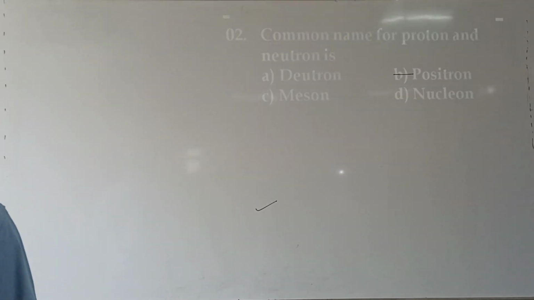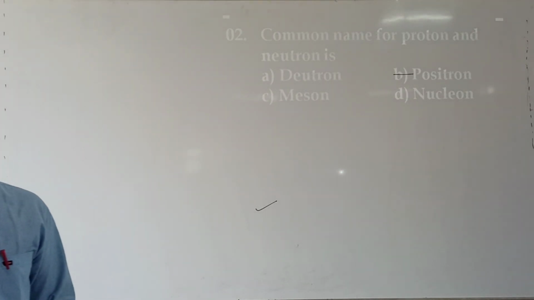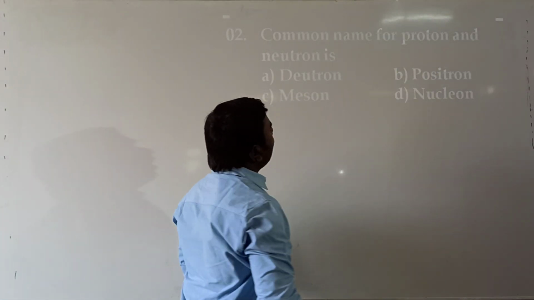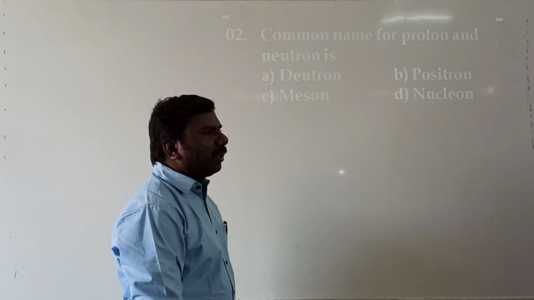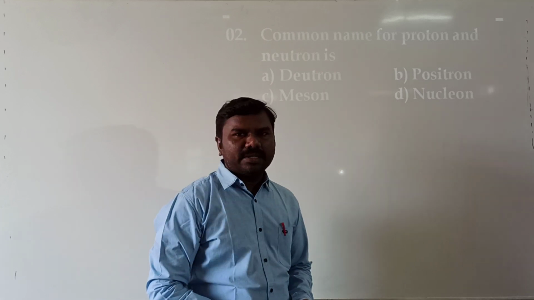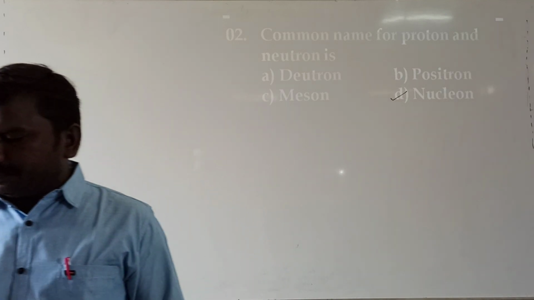Next, the common name for proton and neutron is. Here proton and neutron are present in the nucleus and are called nucleons. So option D is correct.